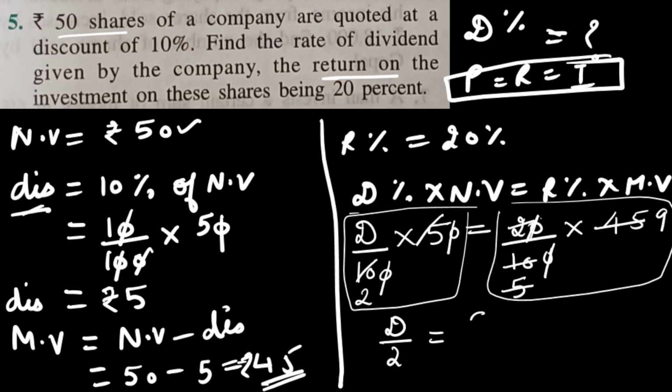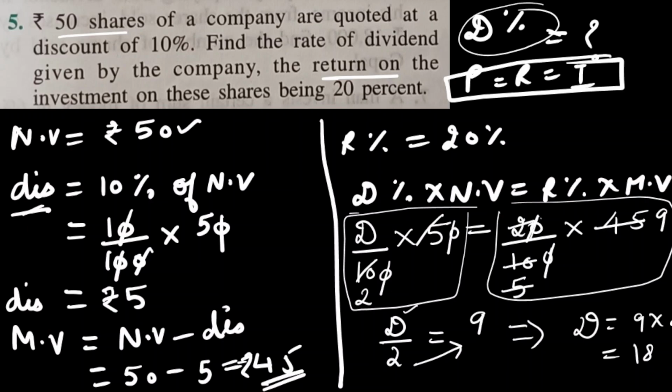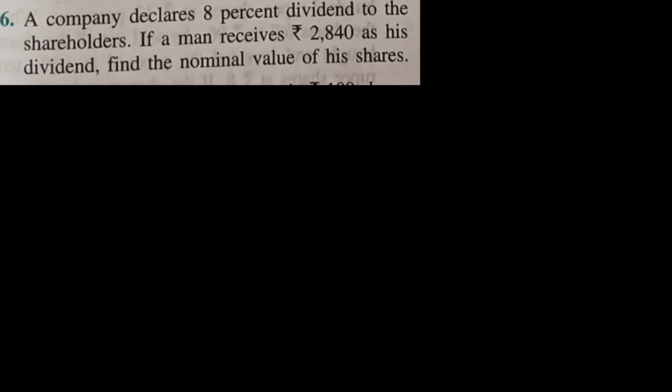Now this D we have to find, that means 2 we have to shift to the other side. When I shift 2 to the other side, it was dividing D, so when I shift it to the other side, it will get multiplied. So 9 into 2 is equal to 18. Because we were finding dividend percent, this is equal to 18%. With this we have completed the fifth question. Now let's do the next question.